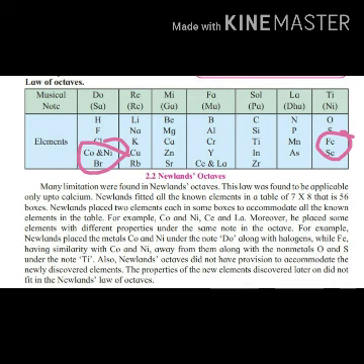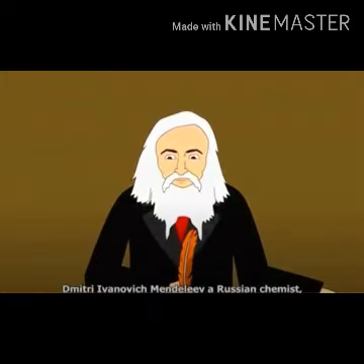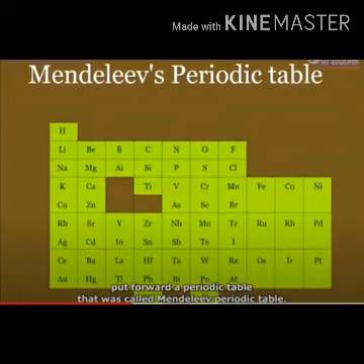fluorine, while Fe, which means iron, having similar characteristics with cobalt and nickel, was placed away from them along with non-metals oxygen and sulfur under the note Ti. Hence, Newland's octave failed. After the failure of Newland's octave, Dmitri Ivanovich Mendeleev, a Russian chemist, put forward a periodic table that was called the Mendeleev periodic table.